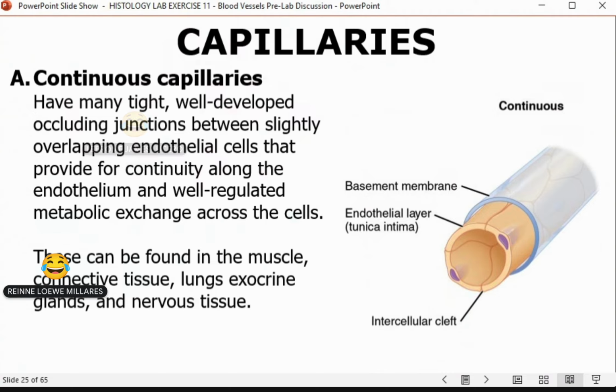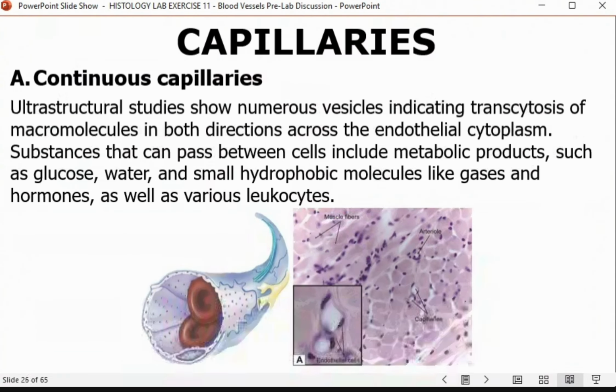Okay, you can see here there is an intercellular cleft between each of the cells, and then this cleft, nakakonekta yung mga cells tightly with well-developed occluding junctions. And these types of capillaries are found in muscle, connective tissue, lungs, your exocrine glands, and nervous tissue. Now, ultrastructural studies show numerous vesicles indicating transcytosis of macromolecules in both directions across the endothelial cytoplasm.